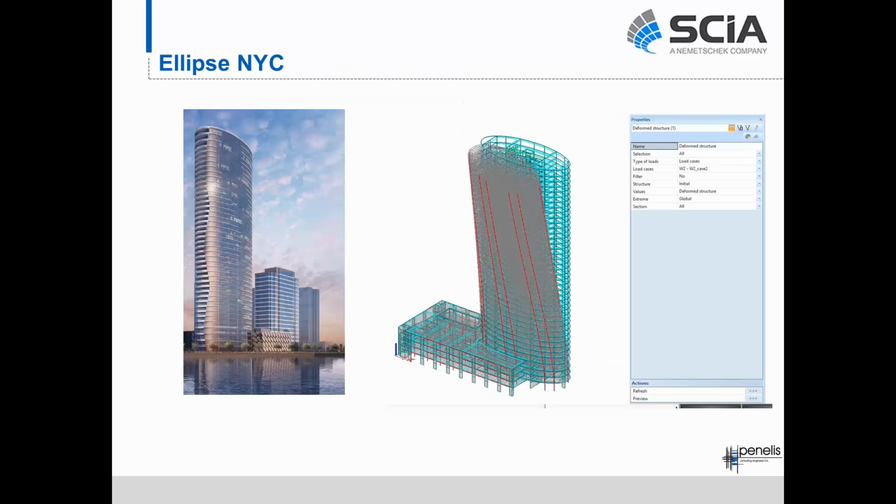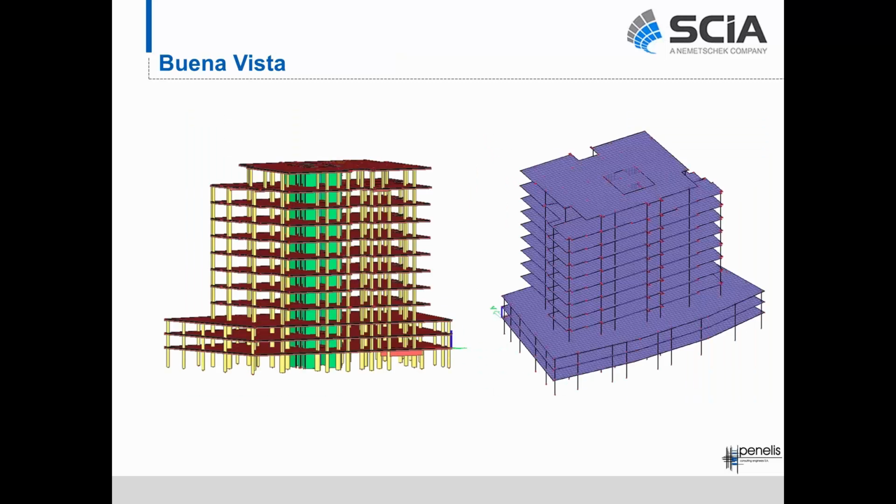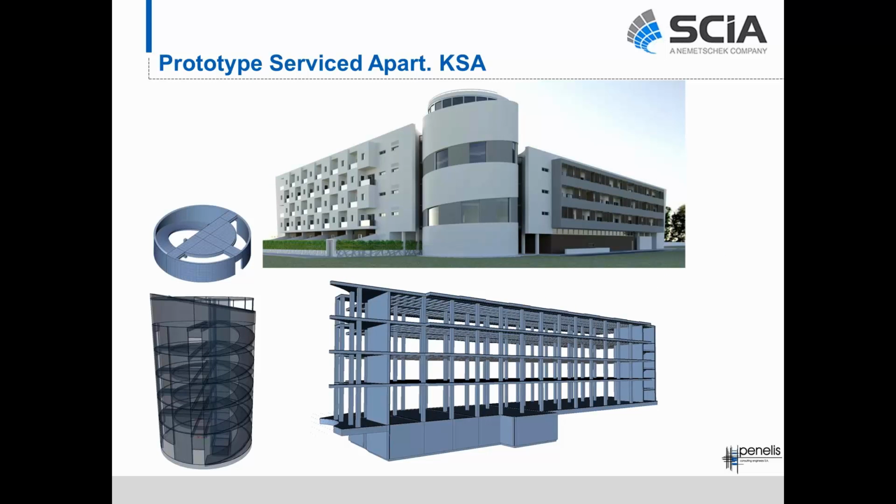This is the Ellipse building in New York using the IBC provisions that we presented today. This is the Buena Vista complex in Mexico, which is also done using the IBC provisions as we investigated today. This is a prototype serviced apartment building in Saudi Arabia, in Riyadh. This building was modeled fully in Revit and SCIA Engineer, and it's one of the first Saudi full BIM residential projects.